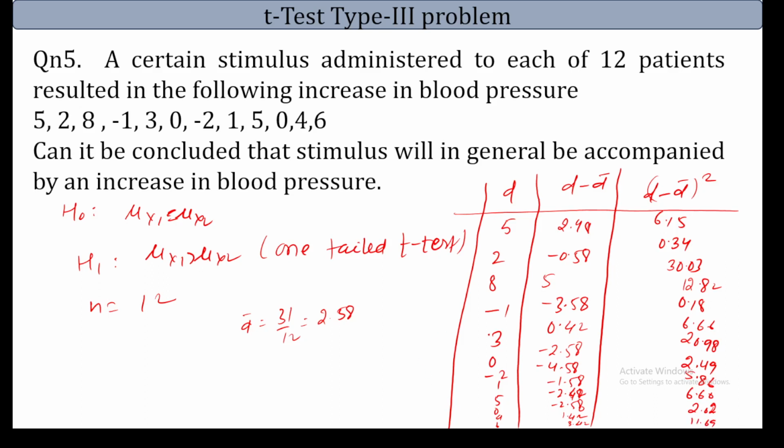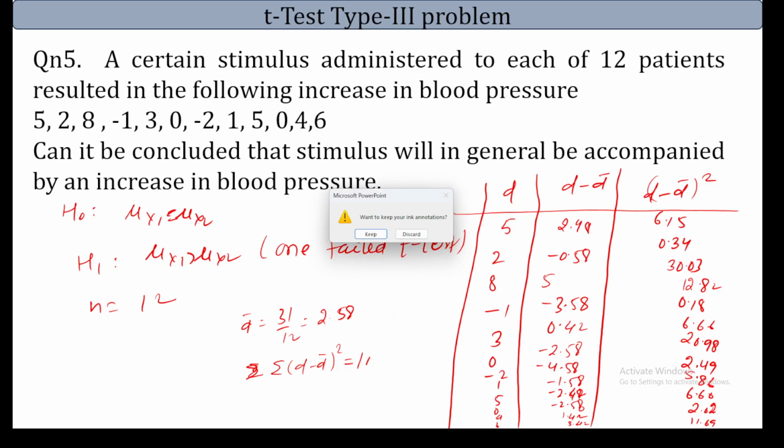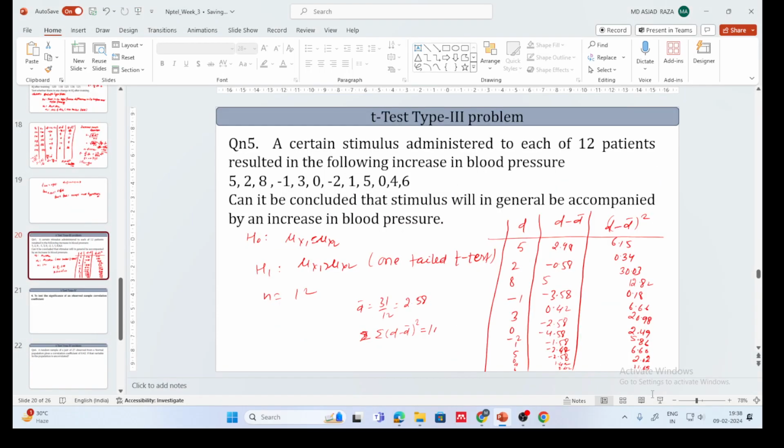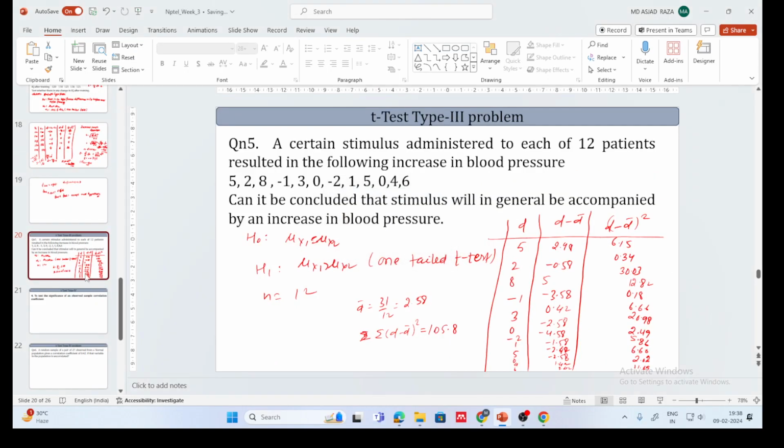Can anyone tell the summation of it? It came around 105.8. Okay, so now we'll calculate the next one.